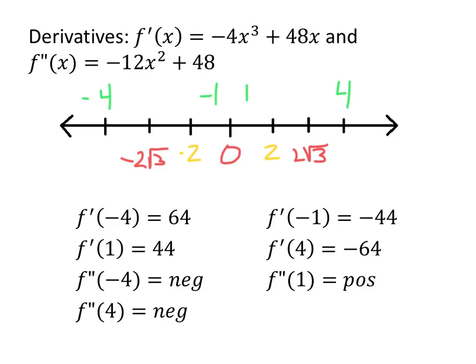Alright, so our first derivative is negative 4x cubed plus 48x. And our second derivative is negative 12x squared plus 48. And here I've put in my critical numbers. X equals 0, negative 2 square root of 3, and 2 square root of 3. I've also, in yellow, put in my possible points of inflection, negative 2 and positive 2.